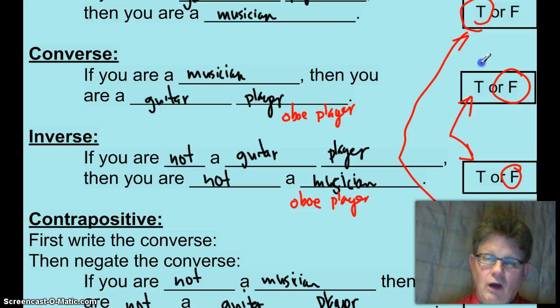Now, it might be that all four statements are true. It could possibly be that all four statements are false. But the original and the contrapositive will always be the same. If they're all true, well, they'd still be the same. And the inverse and the converse are always going to be the same.